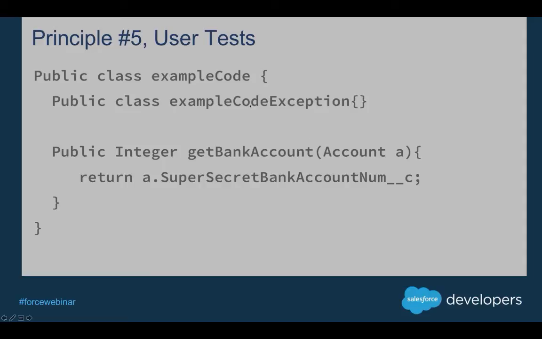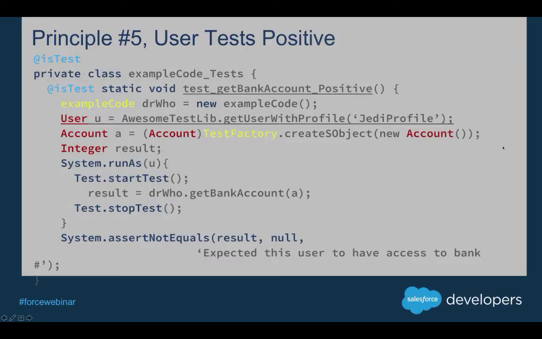So we have a class here, our example code, and we've got an integer method getBankAccount, and that's going to take in an account and return the super secret bank account number. Now, as a user, some users are going to be able to access the super secret bank account number and some are not. And this method allows us to wrap that and determine whether or not we can see it. So as we look at our user tests, here's our example code. Now when we write a positive user test, here's how we do it.